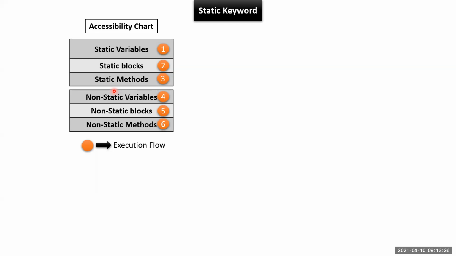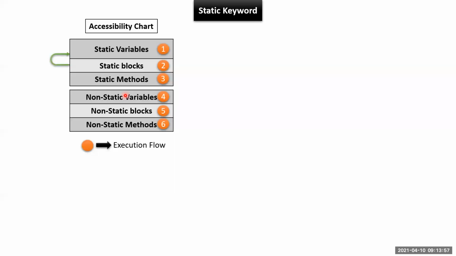Next. Now understand, because the elements here execute in a flow. Okay, this first, then this, then third, then fourth. Understand, there's an accessibility issue there. Not every block or method can access every variable. So let us see what happens.